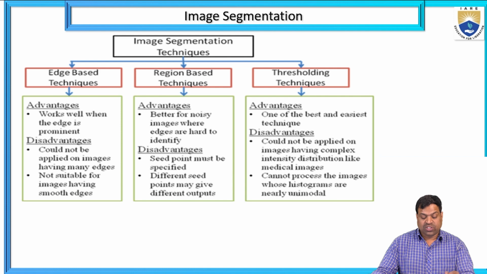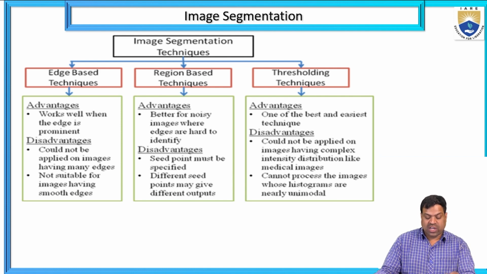The disadvantages of the edge-based technique are that it cannot be applied on images having many edges, and it is not suitable for images having smooth edges. For region-based techniques, the disadvantage is that a seed point must be specified, and different seed points may give different outputs. The threshold technique cannot be applied on images having complex intensity distribution, like medical images, and cannot process images whose histograms are nearly unimodal.